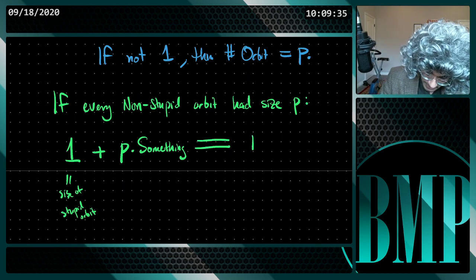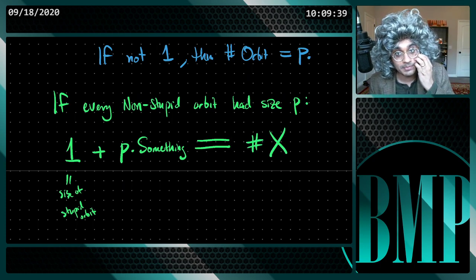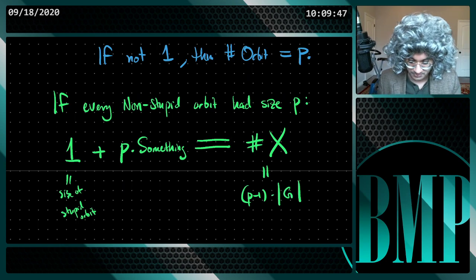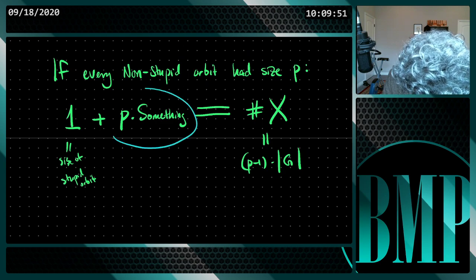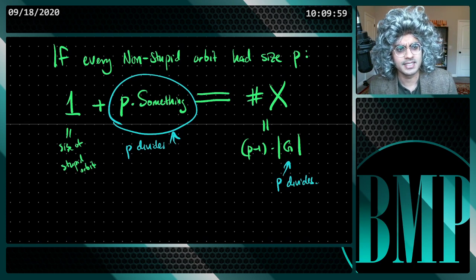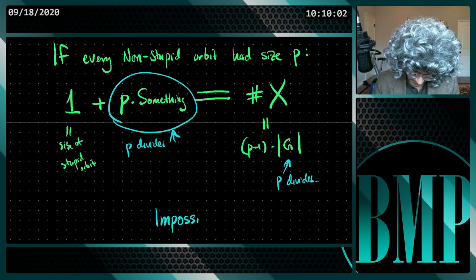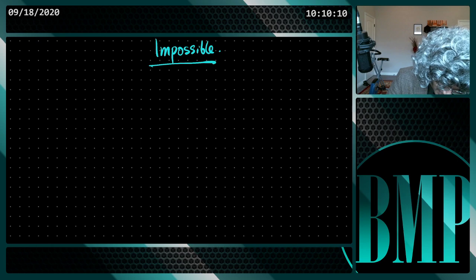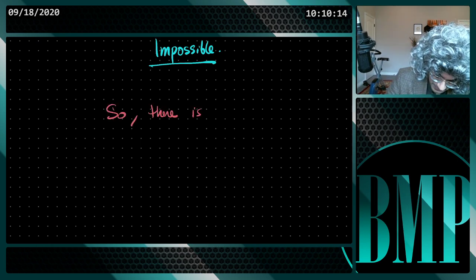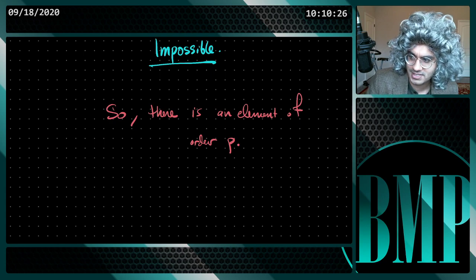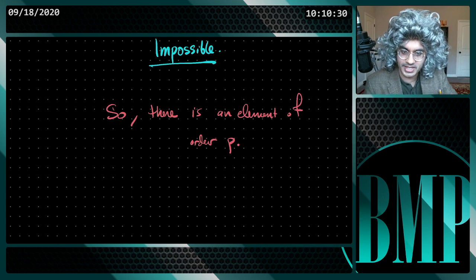This would have to equal the total number of elements in the set X. But this is P minus 1 times the size of the group. And now you notice that P divides this, and P divides this by hypothesis, and that's impossible because there's a remainder 1 here. All right, and so the proof is done. So there is an element of order P. Okay, so that's the converse. That's basically the strongest converse to Lagrange's theorem that we learned in elementary first stage group theory.